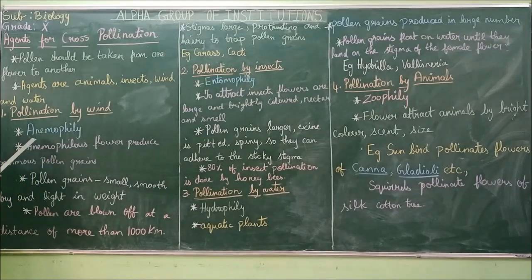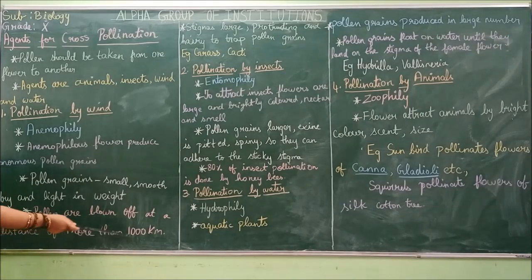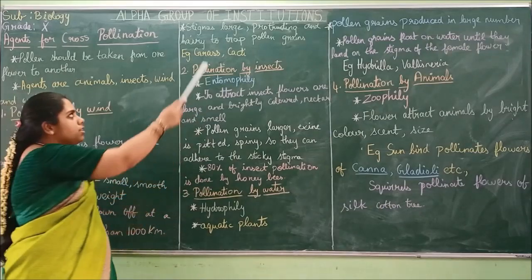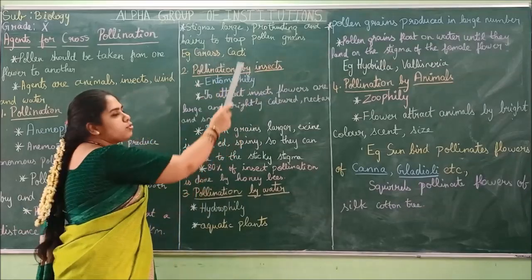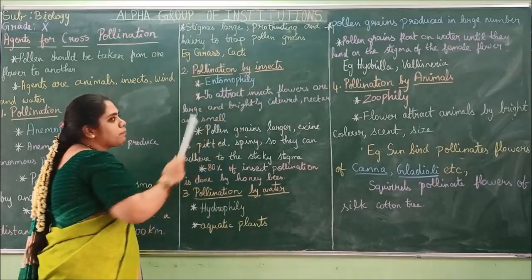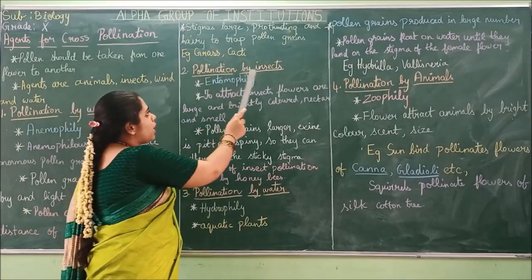It is also called anemophily. Anemophilous flowers produce a large amount of pollen grains. The pollen grains should be very small, smooth, dry and very light in weight, so that they can be blown off to a distance of more than 1000 km. And the stigma should be very large, protruding and hairy to trap the pollen grains. Example, grass and cacti.